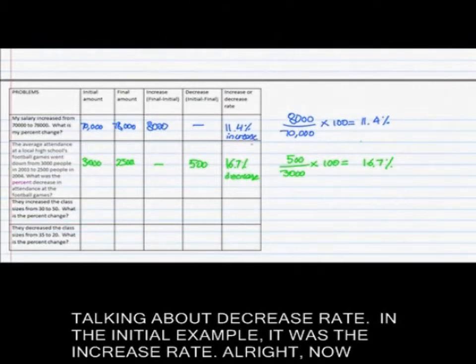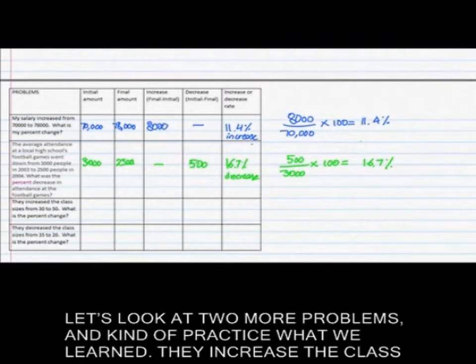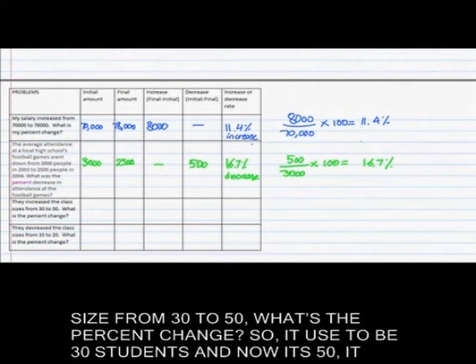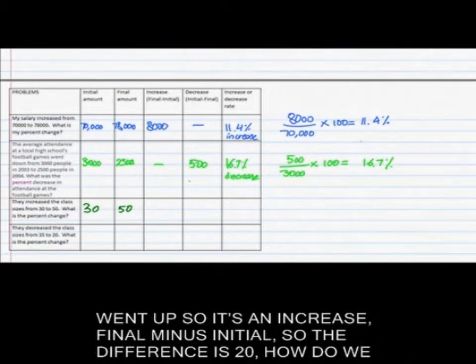All right. Now, let's look at two more problems and kind of practice what we learned. They increased the class size from 30 to 50. What's the percent change? So it used to be 30 students and now it's 50. It went up, so it's an increase. Final minus initial, so the difference is 20.